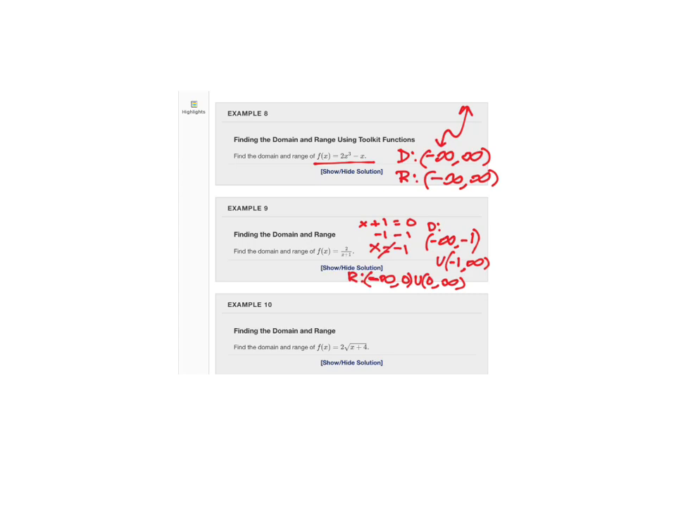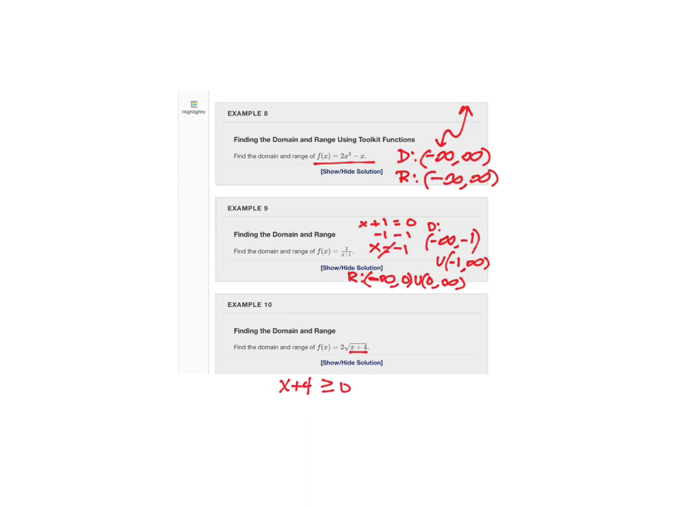Okay. How about example 10? Are y'all ready for it? Yeah, this is a square root function. Find the domain and range of f of x equals 2 times the square root of x plus 4. And what's the rule on even roots? The radicand can't be negative. So we take the radicand part, x plus 4, and we set that greater than or equal to 0.